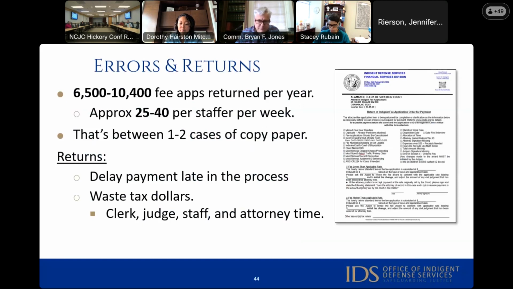Returns delay payment late in the process, frustrating the attorney, and they waste tax dollars because they take up clerk, judge, and staff time. On the right is a return cover sheet with the myriad issues that cause fee apps to be returned. Those include illegibility, missing information, billing at the wrong rates, and math errors.